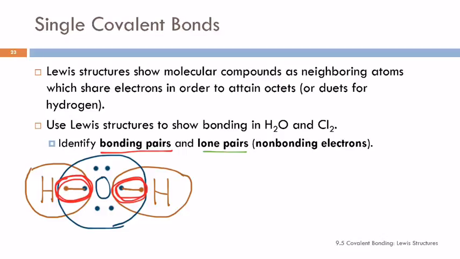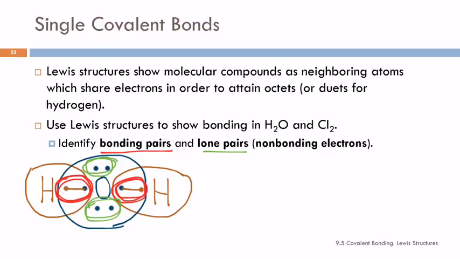Lone pairs in green. So these guys up here and these guys down there, they are not involved in a bond. You could say it's a pair of electrons that's alone. It's not shared between atoms. So it's important to be able to look at a Lewis structure and identify how many bonding pairs and how many lone pairs, because that's going to be important later.